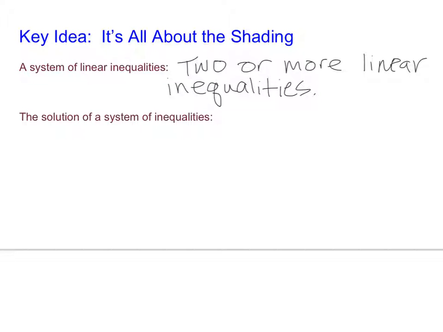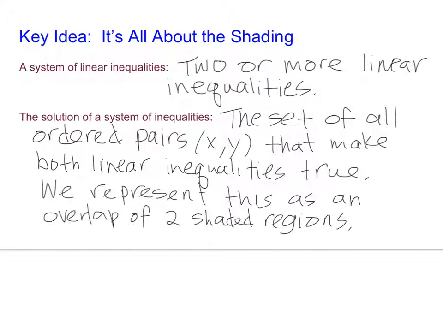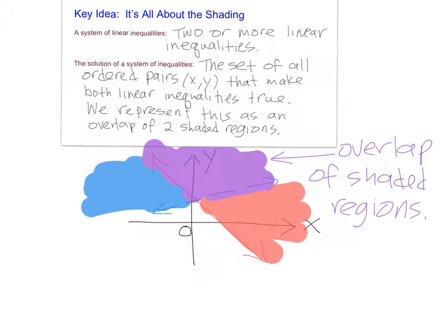A system of linear inequalities is two or more linear inequalities. The solution of a system of inequalities is the set of all ordered pairs (x, y) that make both linear inequalities true. We represent this as an overlap of two shaded regions.